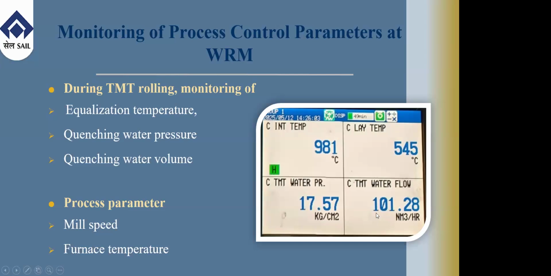As you can see, this is 101 Nm³ per hour. This is the water volume, 17.57. This is the water pressure, and this is the intermediate temperature 981, and 545 is the laying head. That is basically the equalization temperature, which we measure.